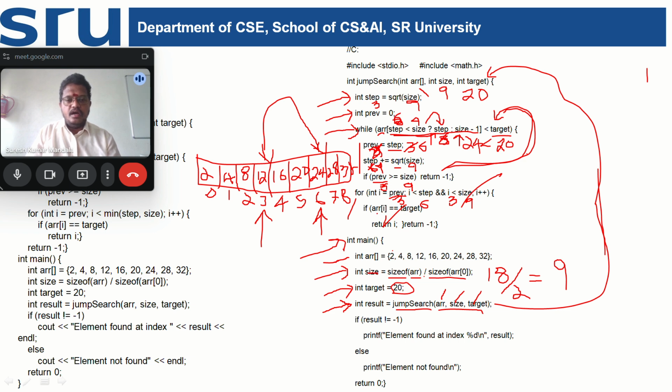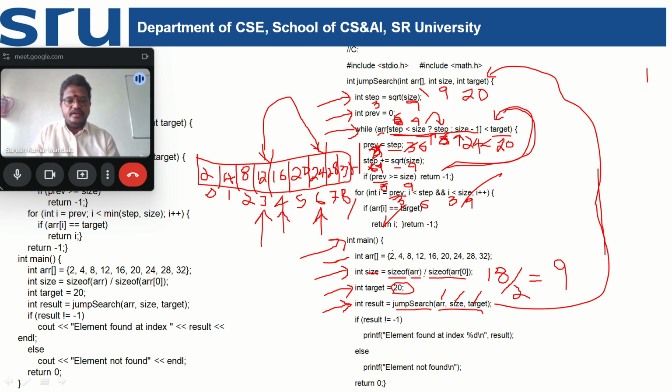ARR of I. We are having the value 12. Is 12 equal to the target value 20? No, it will do I plus plus. What is the I value, previously 3? Now the I value becomes 4.